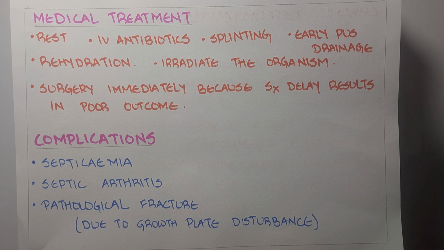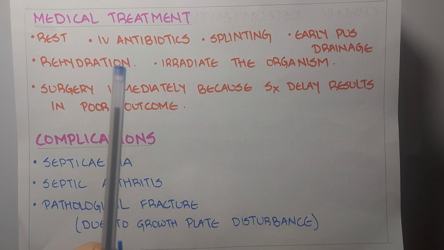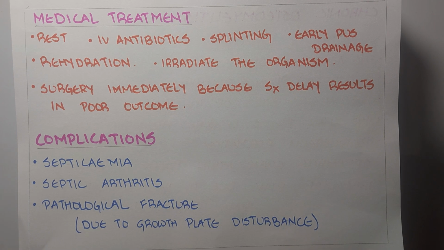The medical treatment for acute osteomyelitis will be rest, obviously, IV antibiotics. Antibiotics is given intravenously. There has to be splinting, early pus drainage, rehydration. The organism has to be eradicated. Surgery has to be done immediately, because if the surgery gets delayed, the results will be poor. So the complications, if not treated properly, will be septicemia, septic arthritis, also pathological fracture, because the growth plate or the epiphyseal plate is disturbed.